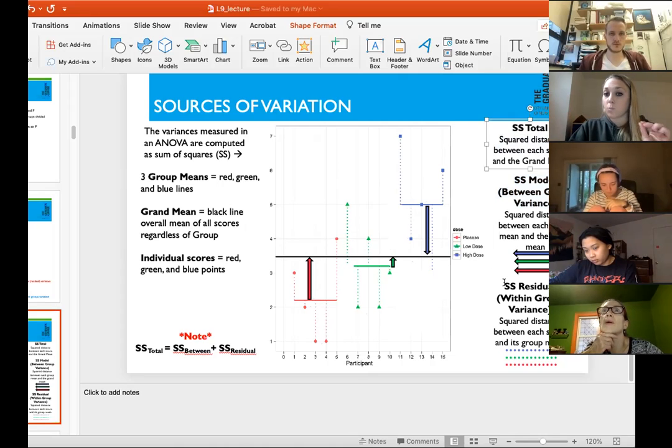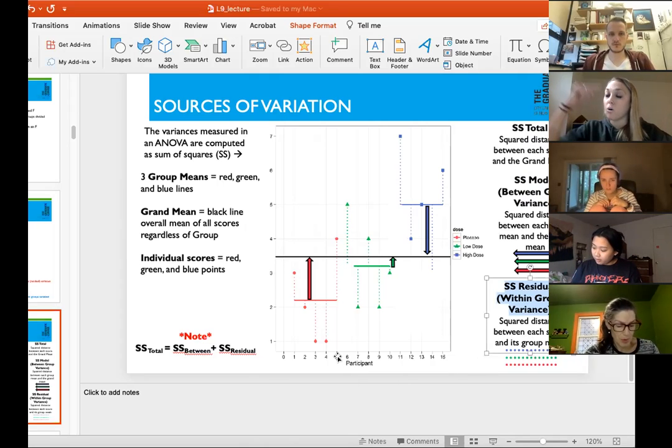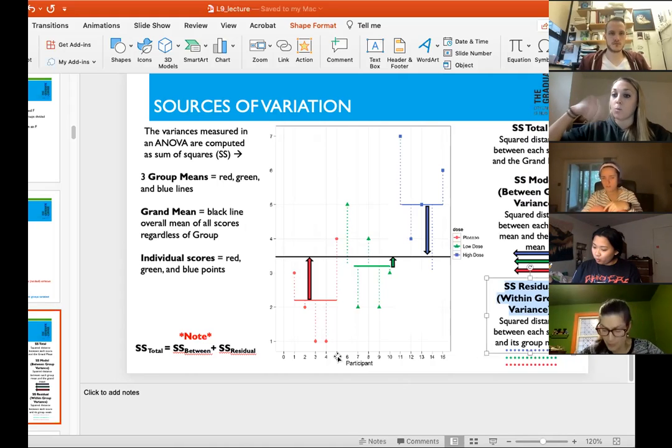Your sums of squares within, this is the error variance or your error term. You might also see this called residual. So this is the variance you cannot explain. And this is going to be the squared distance between each score and its own group mean. So this is that variability that's happening within a group.